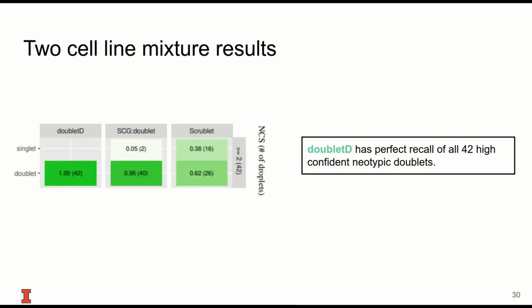So we again benchmarked our performance against SCG and Doublet. And as you can see, doubletD was able to identify all 42 of these neotypic doublets. SCG doublet also performed well, but did end up missing 2 of these doublets, whereas Doublet was only able to identify 2/3.